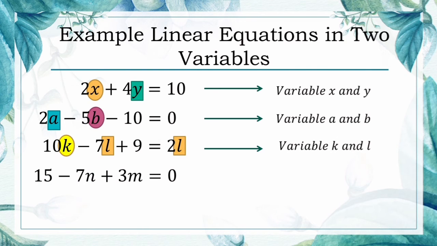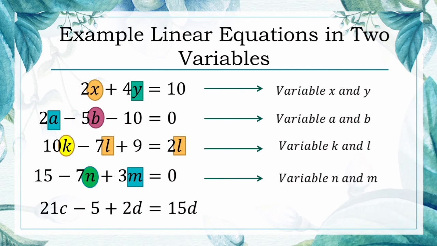Number 4. 15 minus 7 times n plus 3 times m equal to 0. The variables are n and m. Number 5. 21 times c minus 5 plus 2 times d equal to 15 times d. The variables are c and d.